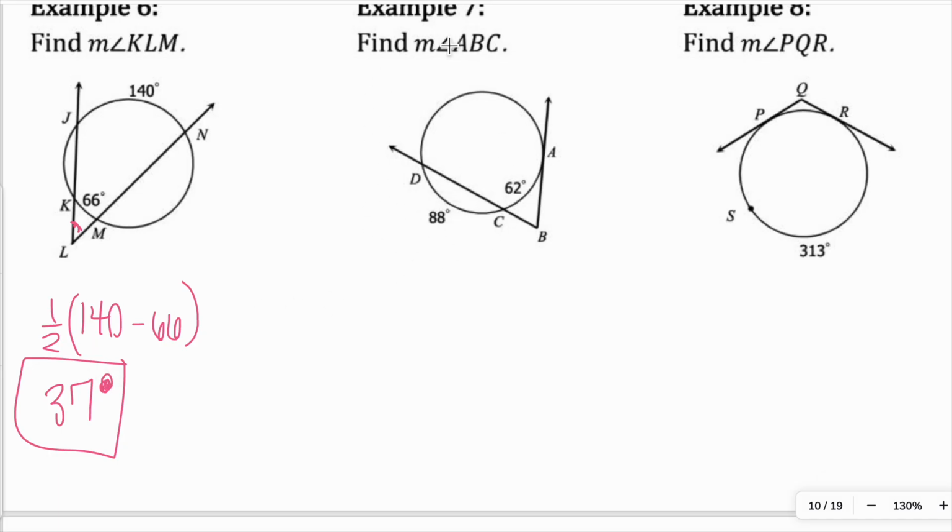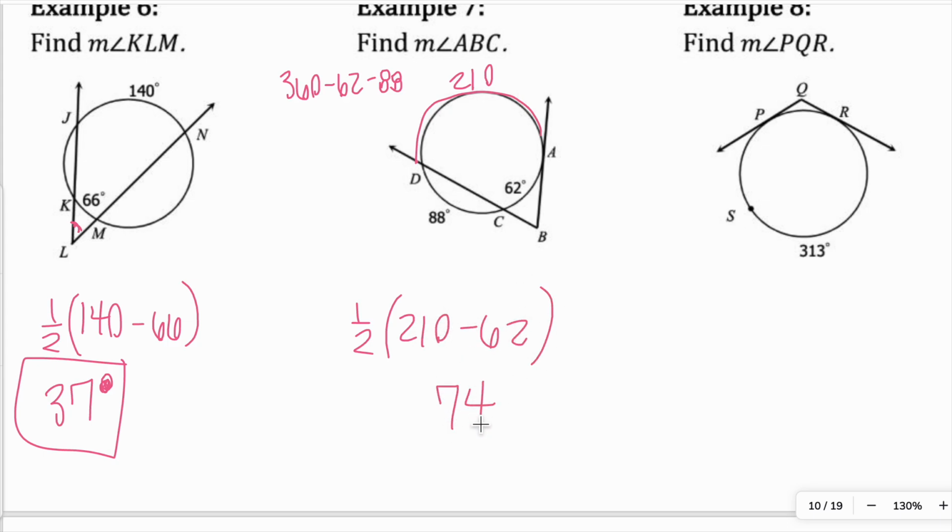This next one you had to do one extra step because ABC is intercepting arc AD and arc AC. I don't have AD, but I do have 62 and 88. So I took 360, subtracted 62 and 88 from that, and you're going to get 210 for this larger arc. So 1/2 of 210 minus 62 would give us 74 degrees.